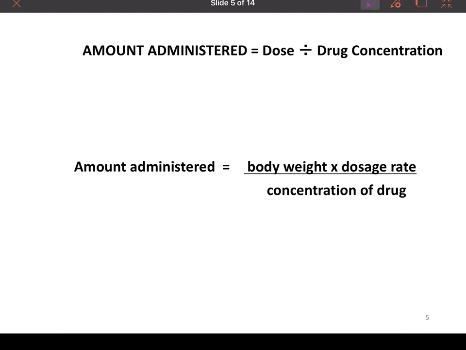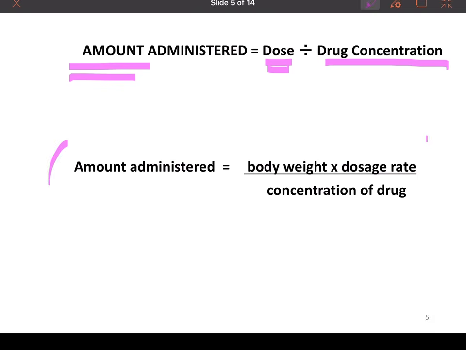All right, let's look at this next formula here. So we've calculated drug dose right there. If we want to know how much of a drug we're going to give a patient, let's say how many tablets or how many mils or how many ounces or something like that, we use our dose that we've just calculated, and then we have to find the drug concentration. Dose divided by drug concentration equals the amount that we're going to administer.